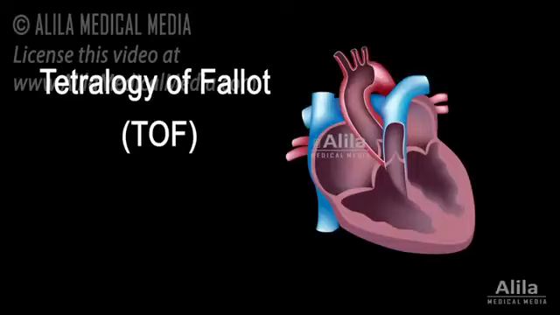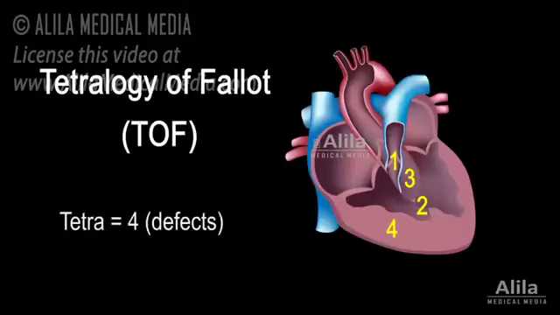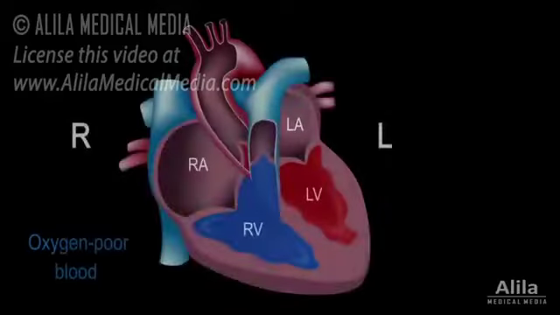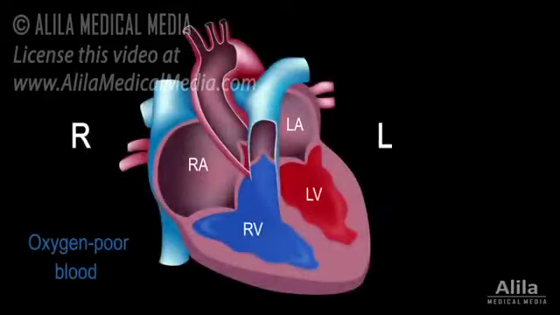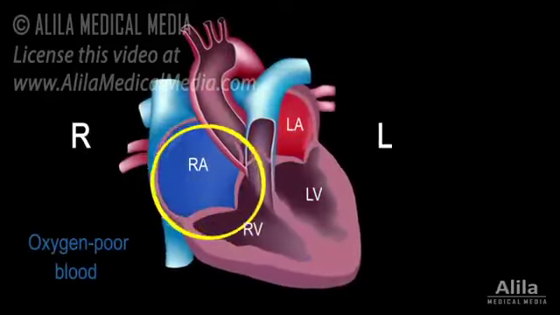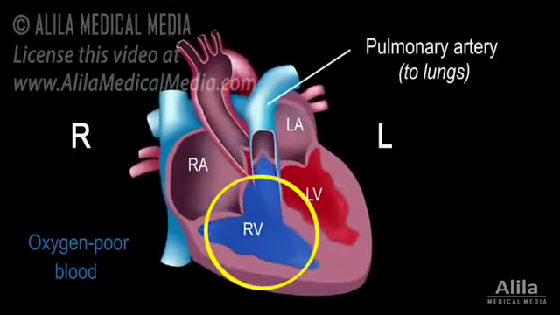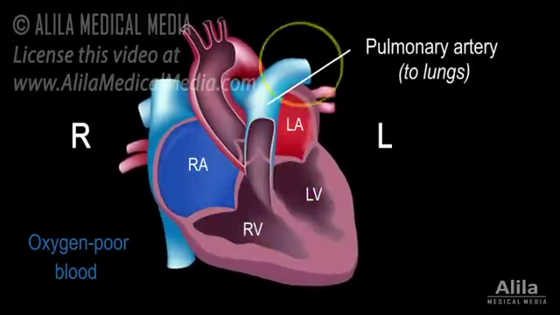Tetralogy of Fallot, or TOF, is a congenital heart disease, classically known as a combination of 4 defects that disrupt the normal blood flow in the heart. In normal circulation, oxygen-poor blood from the body returns to the right side of the heart, where it is pumped into the pulmonary artery and to the lungs.